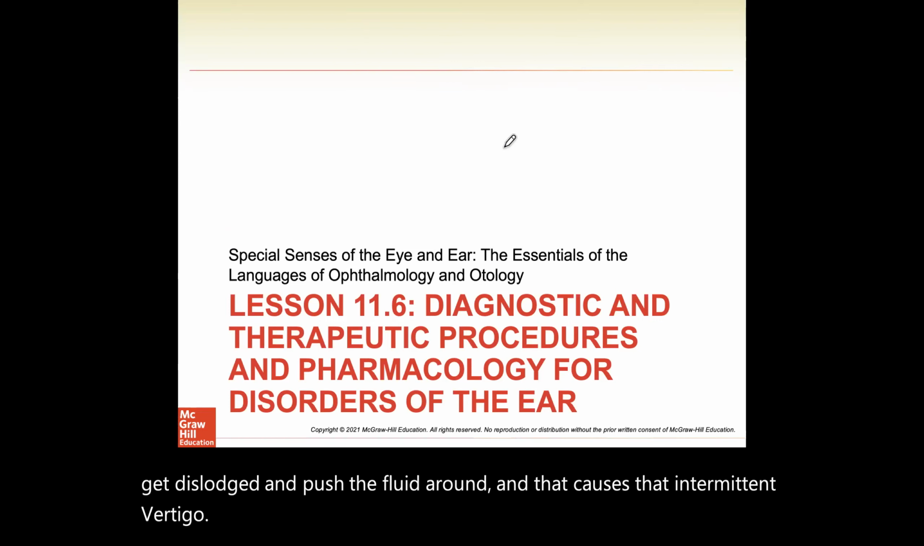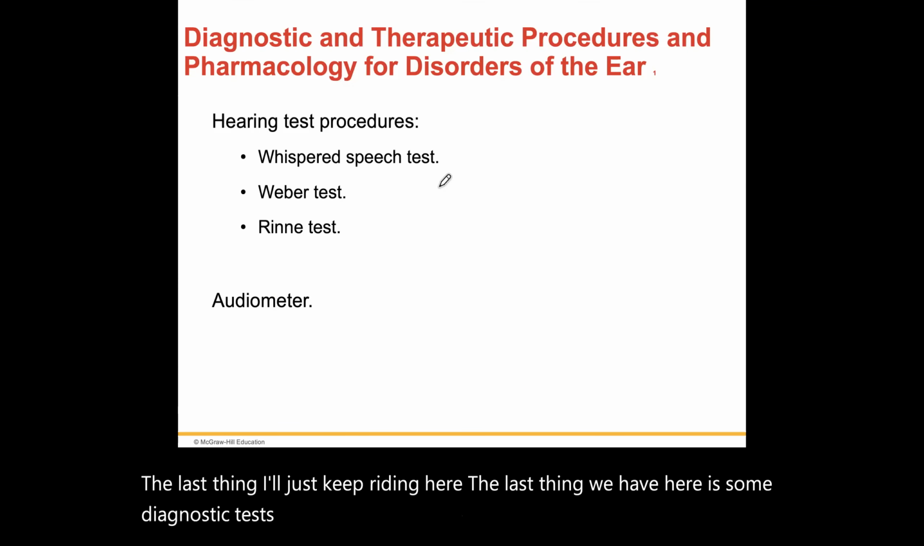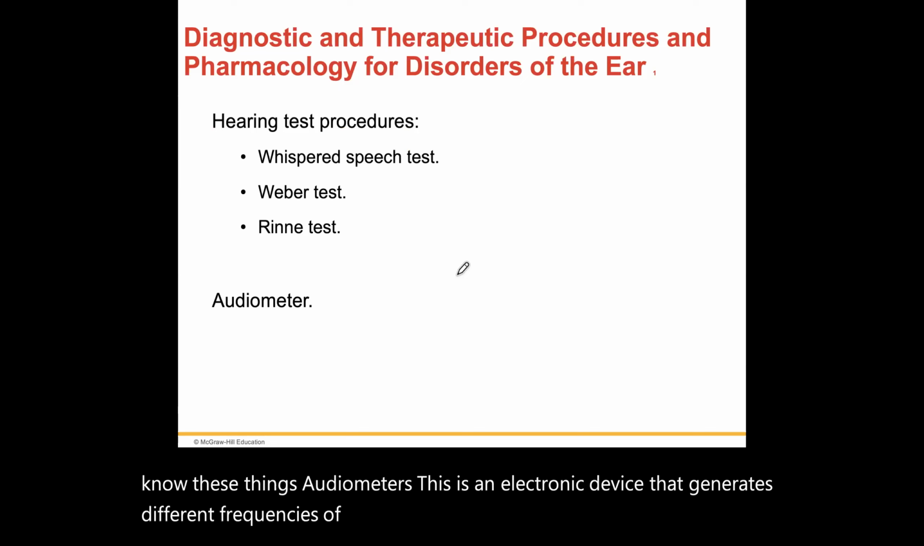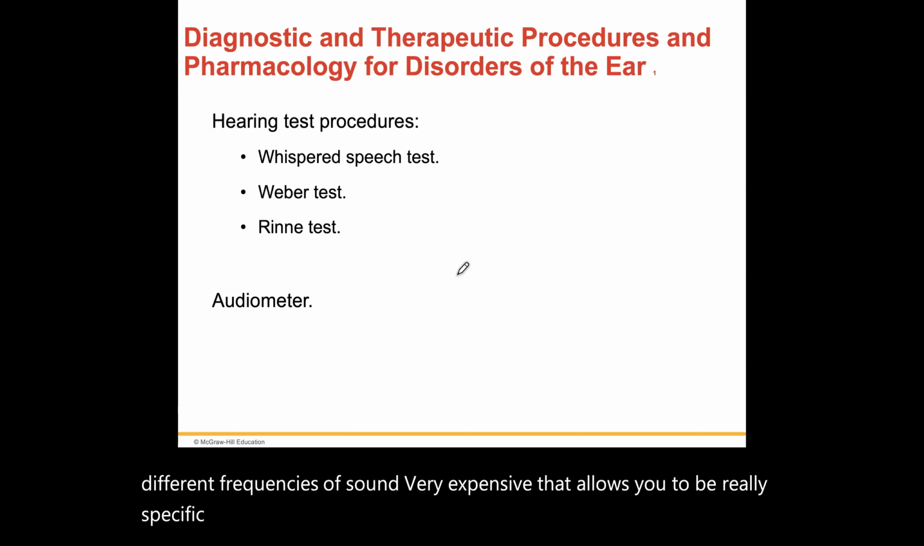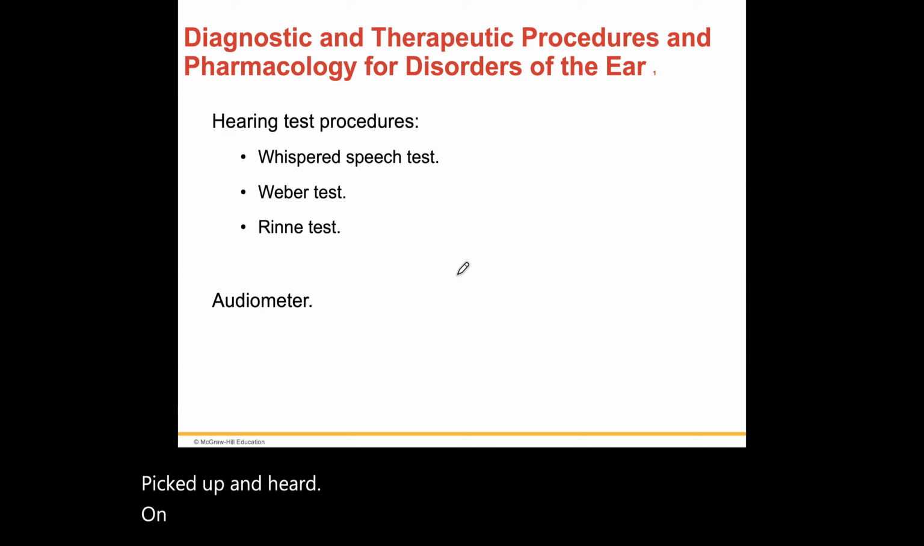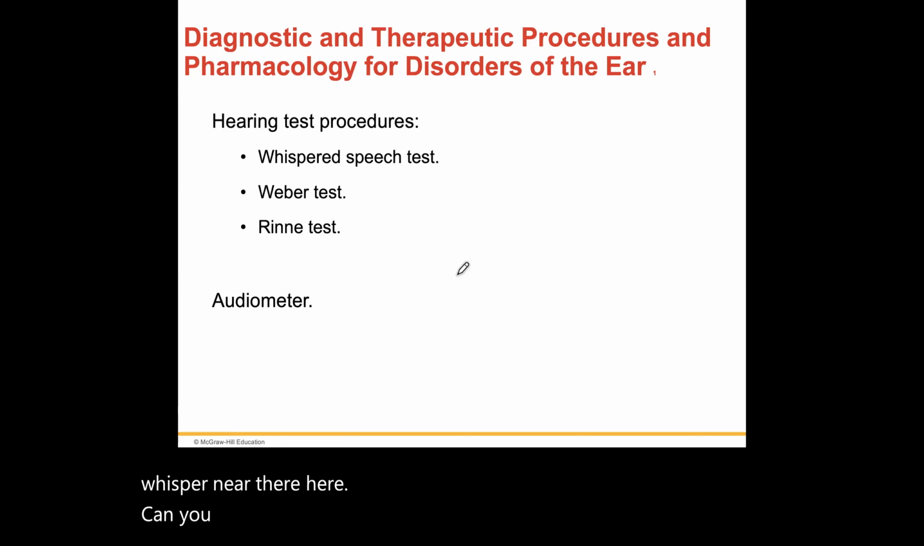The last thing we have here is some diagnostic tests. And really the only thing I'm going to ask is you to know these things. Audiometer, this is an electronic device that generates different frequencies of sound. Very expensive. That allows you to be really specific to test the different parts of the cochlea where different frequencies of sounds are picked up and heard. On a much more basic, low budget type of thing, you can do a whisper test where you just whisper near their ear. Can you hear this? And if they can, fantastic. If they can't, let's do more tests.